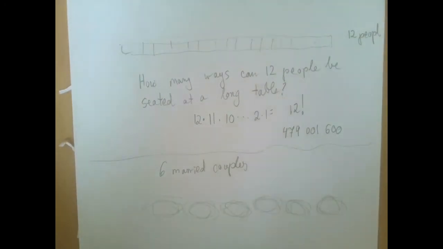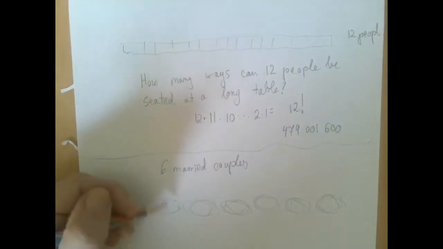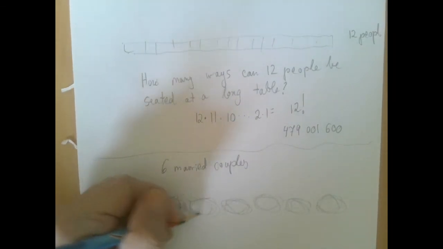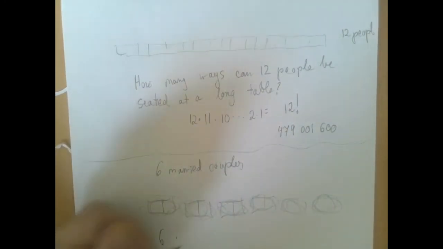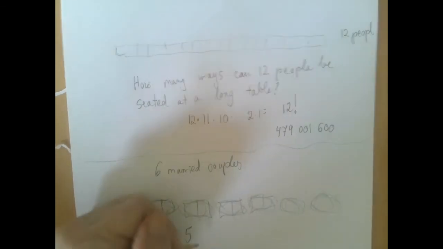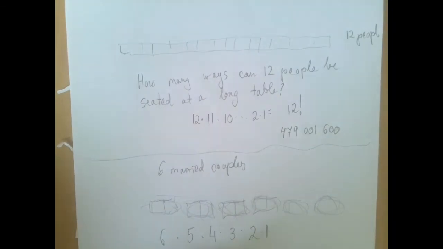So basically, imagine that we are the ones organizing how these people are seated. First, we are not going to worry about who sits where, just these double seats are going to be assigned to married couples. Think of it as benches. So for this bench, we can assign 6 married couples. For the second one, we have only 5 left, and so on, 4, 3, 2, 1. Yes, this is exactly the same as how many ways can we rearrange 6 objects. So now we counted all the ways that the married couples can be assigned to a double seat like that.